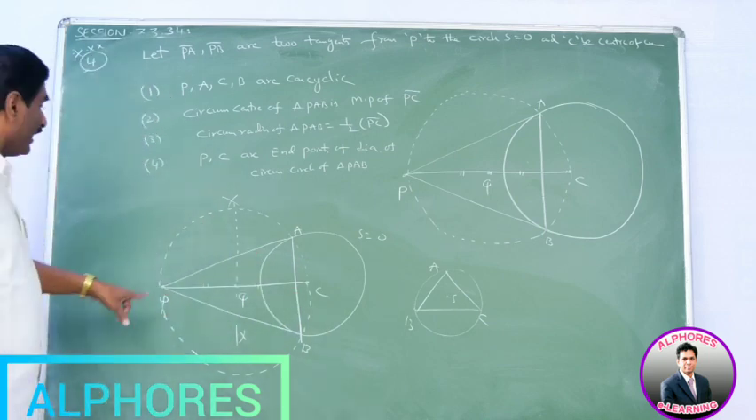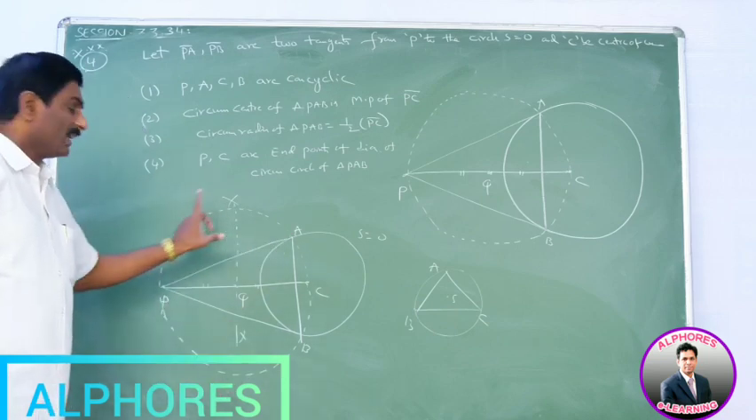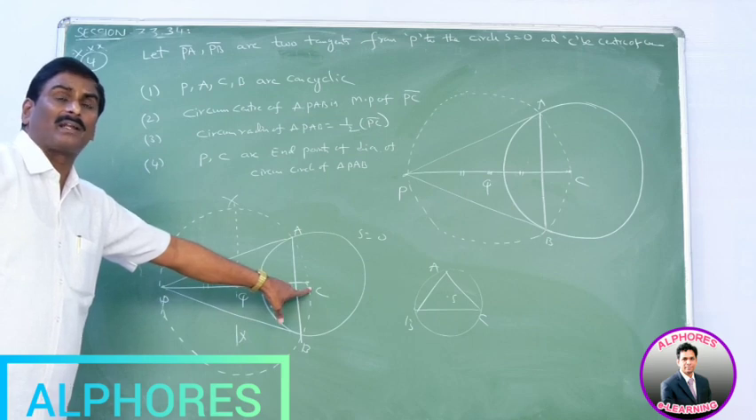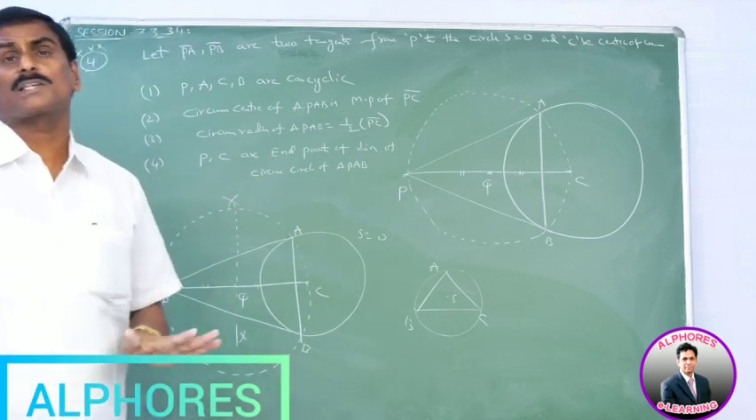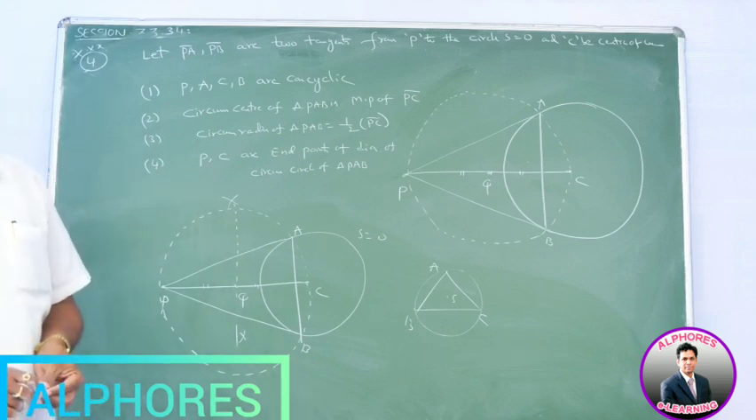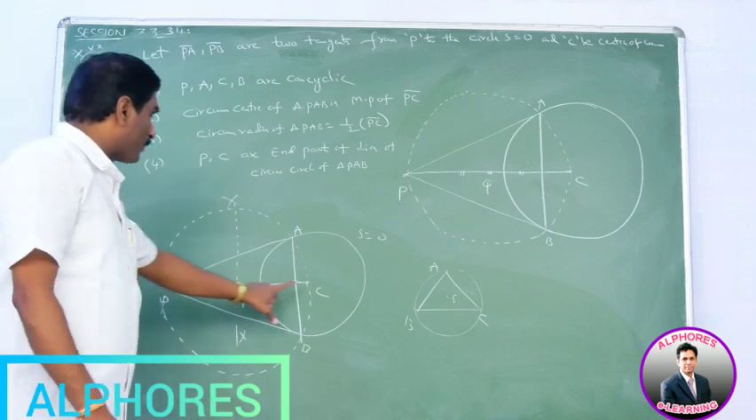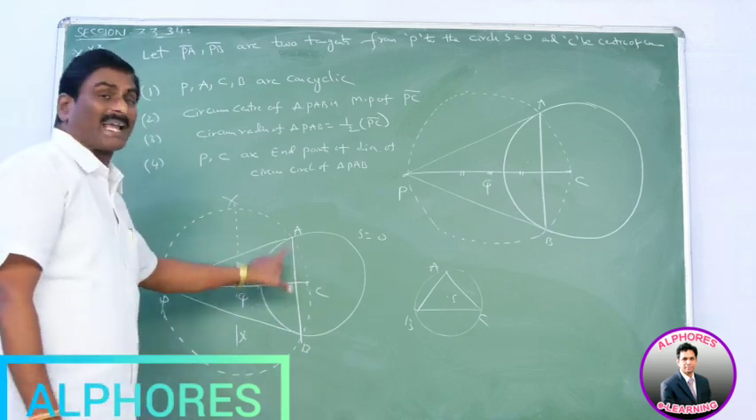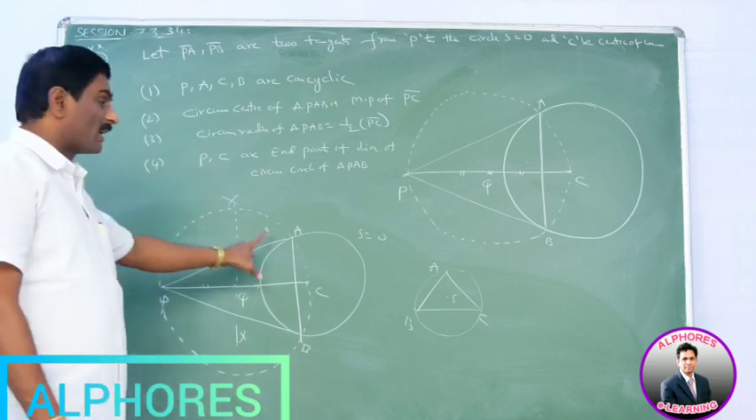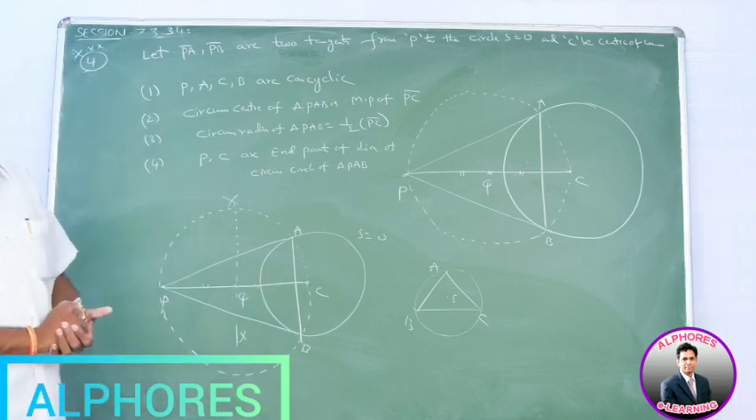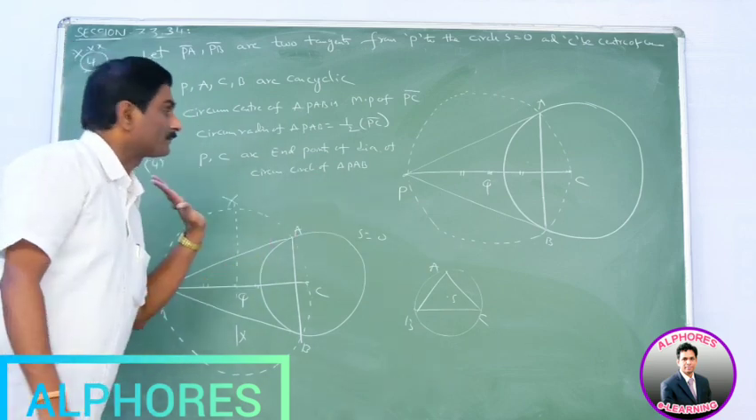For finding the circumcircle equation, here P, C are endpoints of the diameter. If endpoints of the diameter are given, what is the equation of the circle? (x minus x1)(x minus x2) plus (y minus y1)(y minus y2) is equal to 0. That is the equation of the circle. So P, C are endpoints of the diameter of the circumcircle of triangle PAB. PC is the diameter of the circumcircle passing through PAB. These are very important points. Please note these points and construct this diagram.